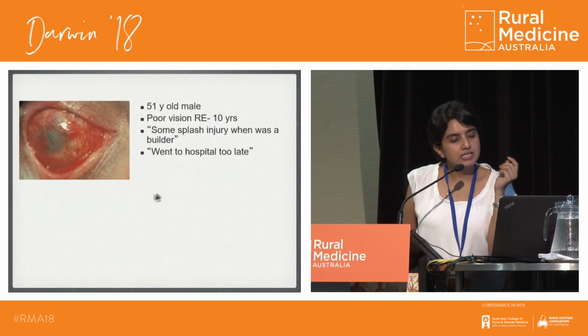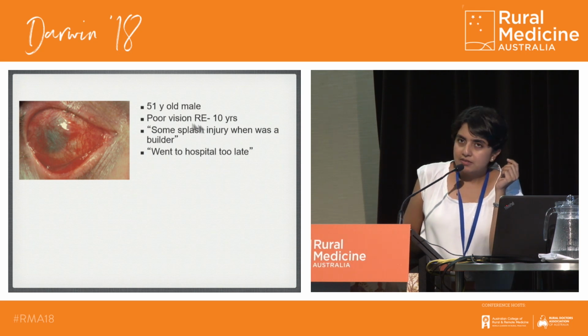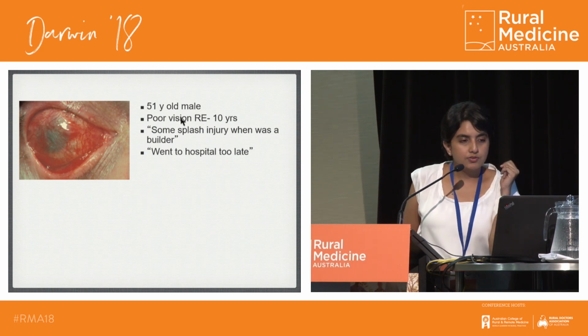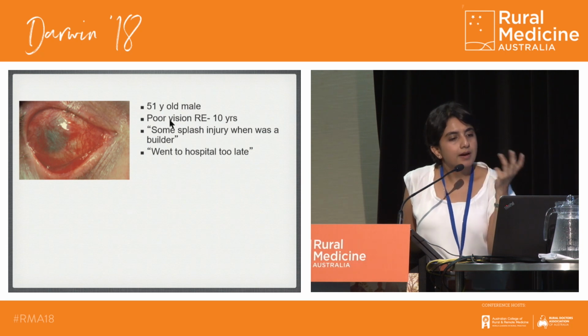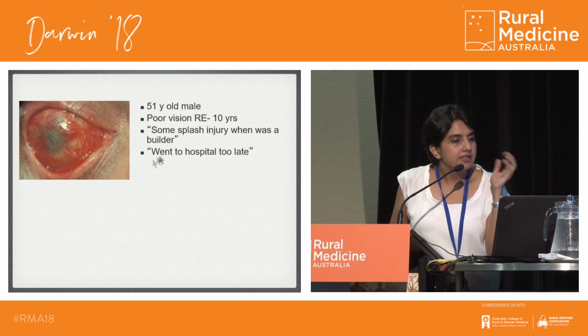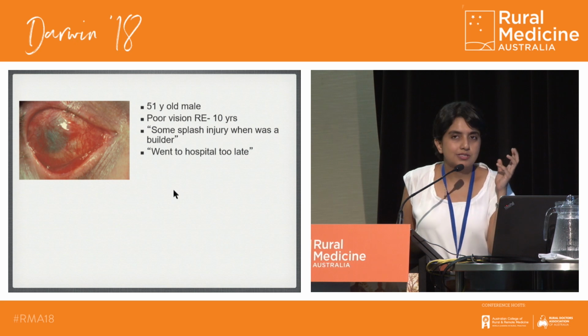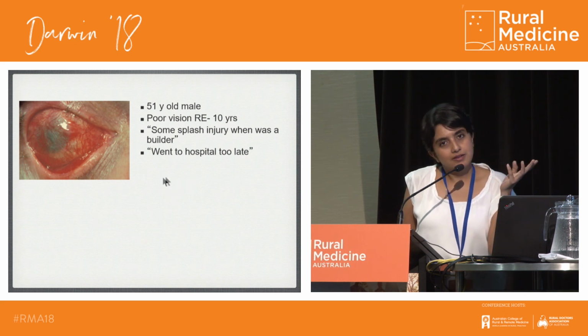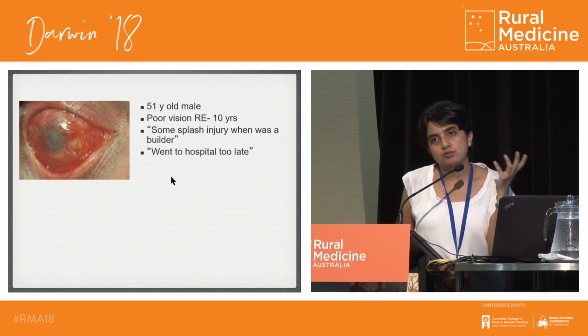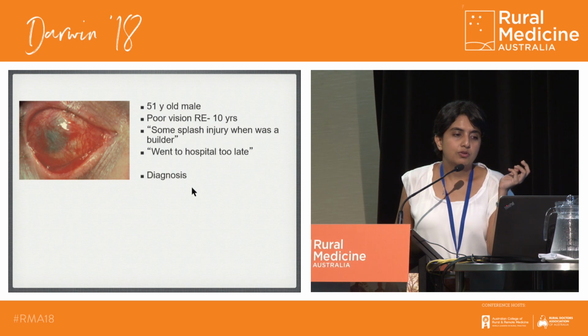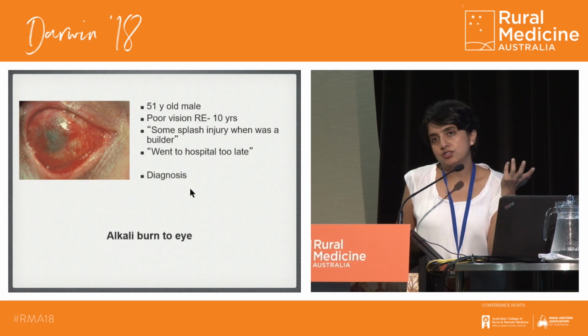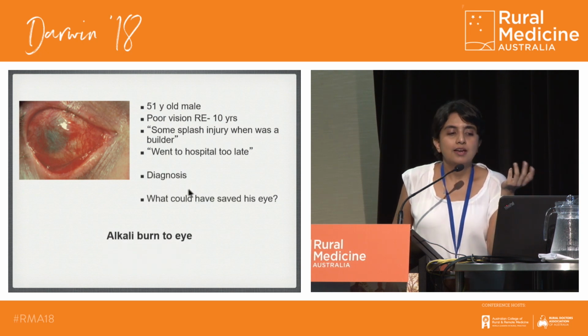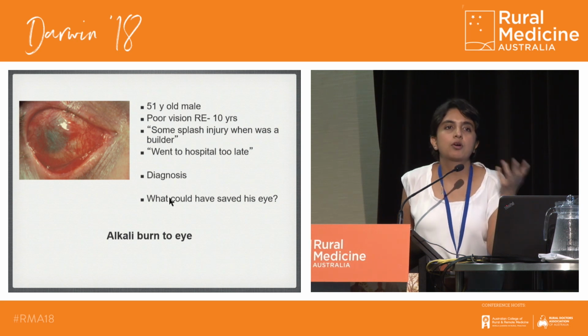So this is a 51-year-old Vietnamese male who had recently moved to Australia, complaining of poor vision for the past 10 years. Very vague history. The only history he could say was that there was some splash injury at work when he was a builder, and when he eventually made it to the hospital, he was told that it was too late and the damage was already done. So what could this have been? It was a chemical injury, probably alkali injury to the eye. And what could have saved him? Probably prompt irrigation at that time, within hours we're talking.